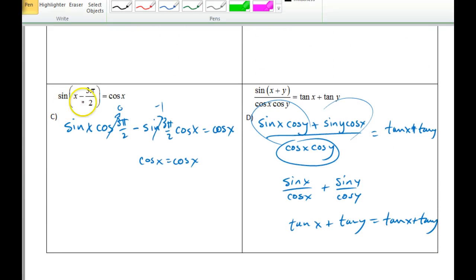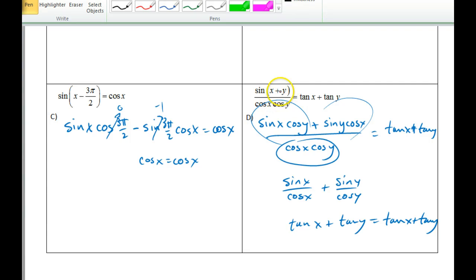This one, try to use the sum angle formula. Sine cosine minus sine cosine. When you do that, you evaluate the cosine of 3 pi over 2. Leave the sine of x alone. Evaluate the sine of 3 pi over 2. And then you can plug that in and evaluate and figure out what that turns out to be.